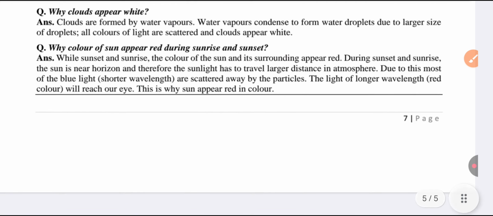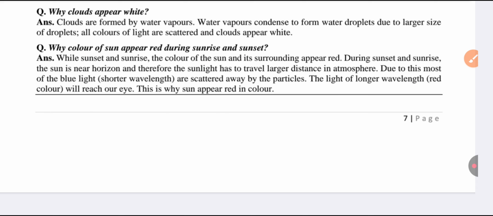So the next one is why clouds appear white. Clouds are formed by water vapors. Water vapors condense to form water droplets of large size. All colors of light are scattered and clouds appear white.